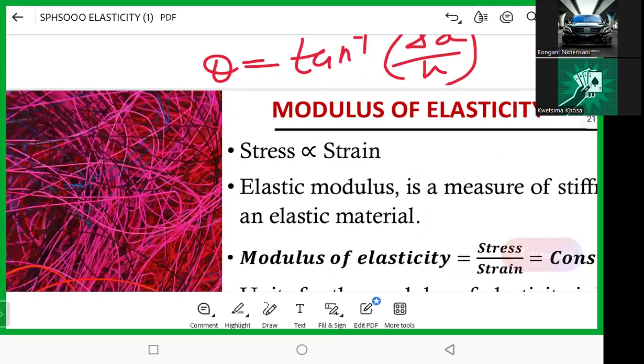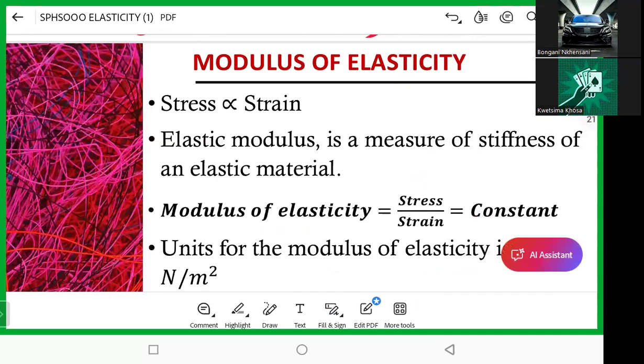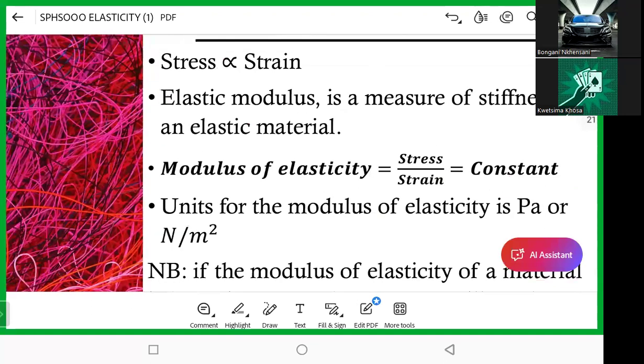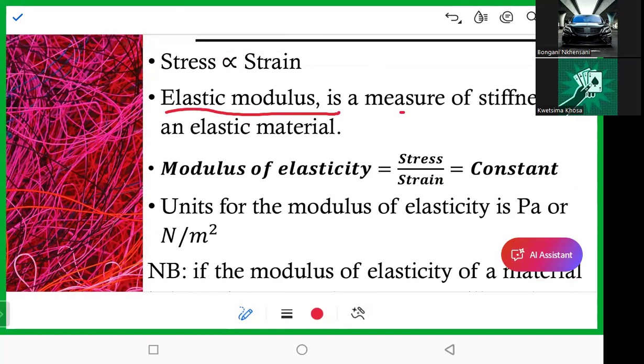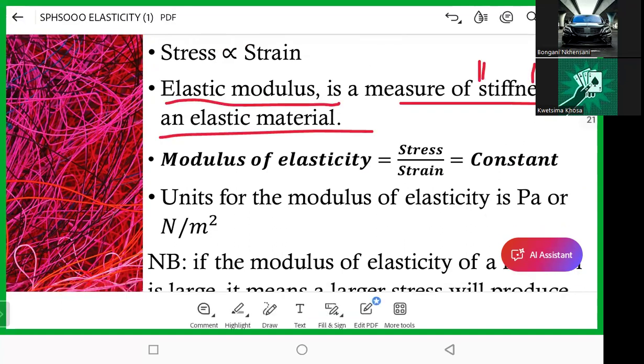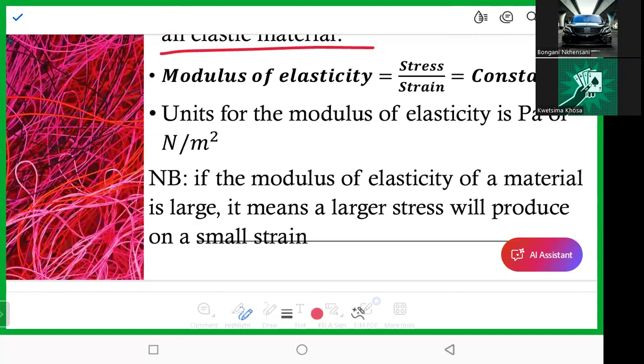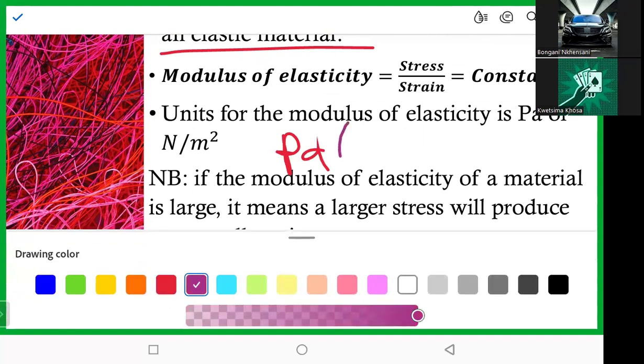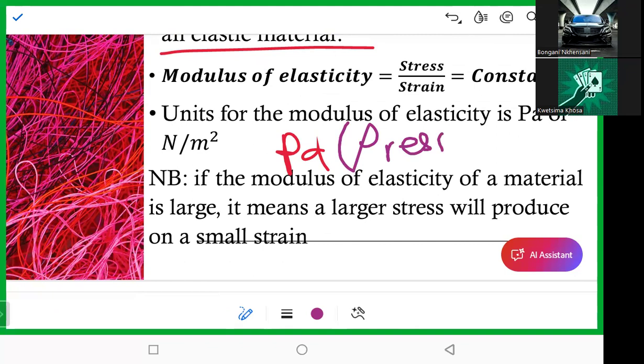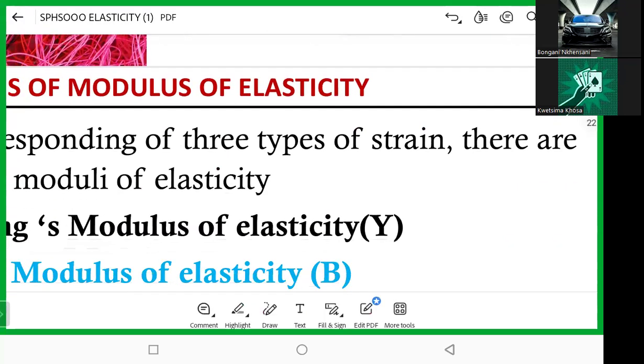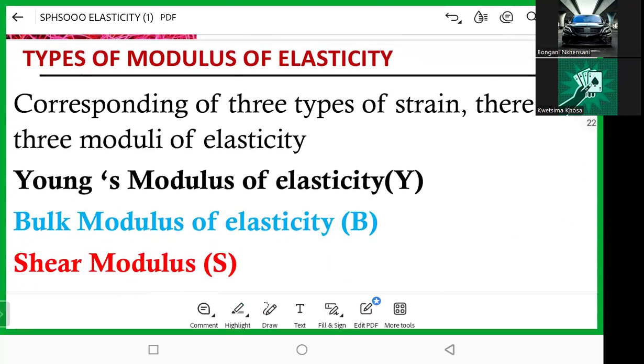Now we move to modulus of elasticity. Now we are talking about the modulus of elasticity. The first one is what we call the elastic modulus. It measures the stiffness of our material. How stiff is the material? We move. So the formula for that is what? Stress per unit strain. And the unit for that is pascals. It's the same as the unit for what? For pressure. Even pressure has this unit. Then we move. Then we have types of modulus of elasticity.